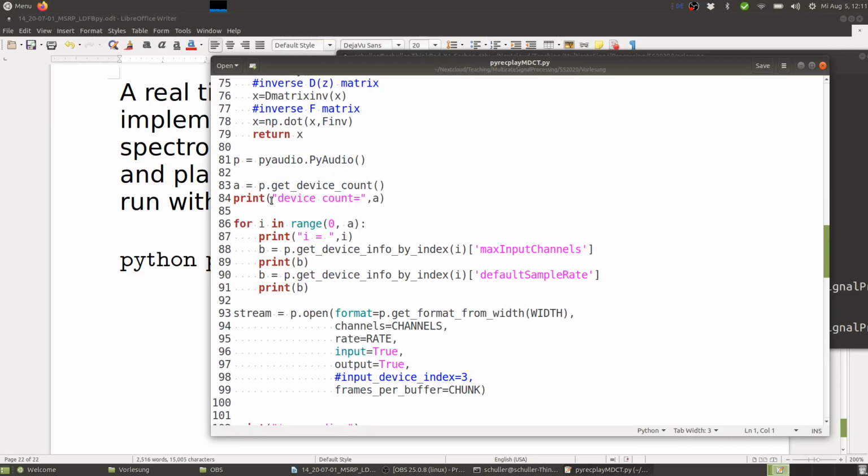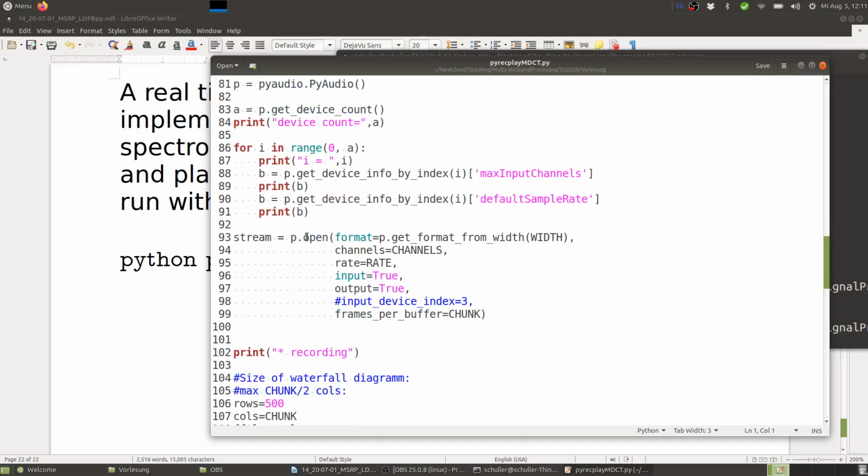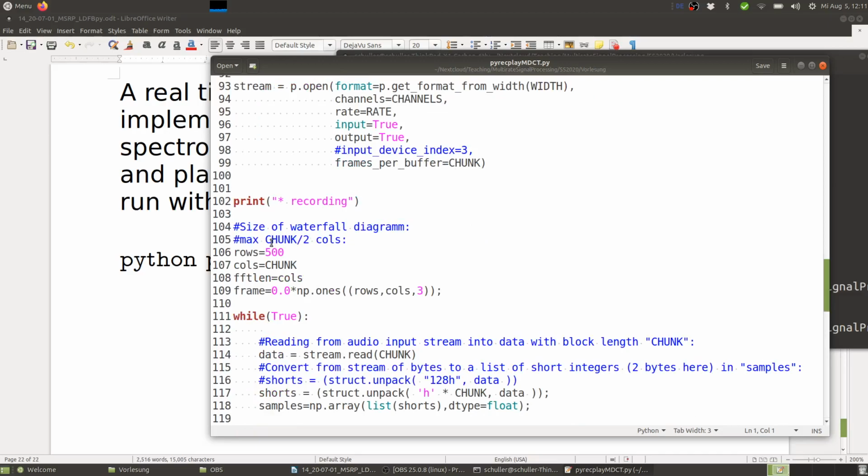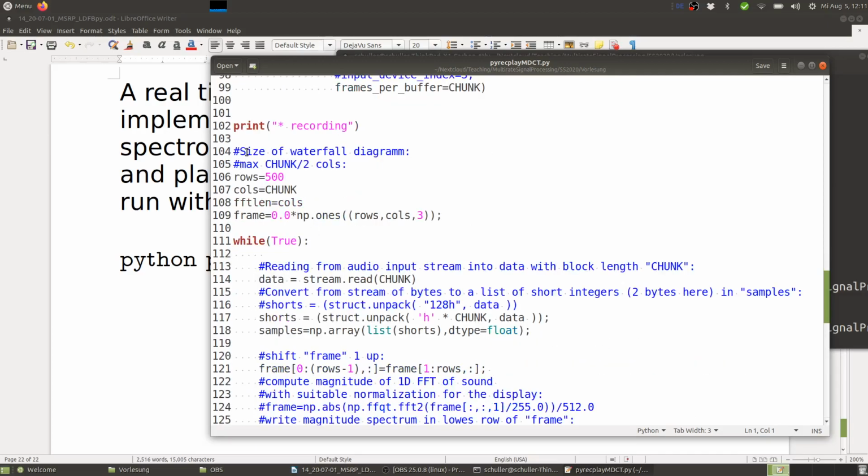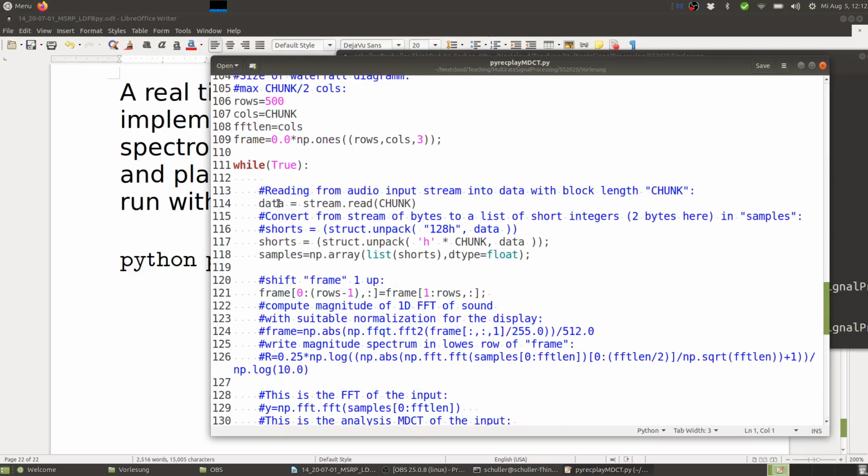So then you can apply it to the running audio. So here, as usual, we open the audio card. We also construct a waterfall diagram with 500 rows and 512 columns. Remember, chunk was 512 here. So the rows are the block numbers. And then I'm constructing this waterfall spectrum using the MDCT.